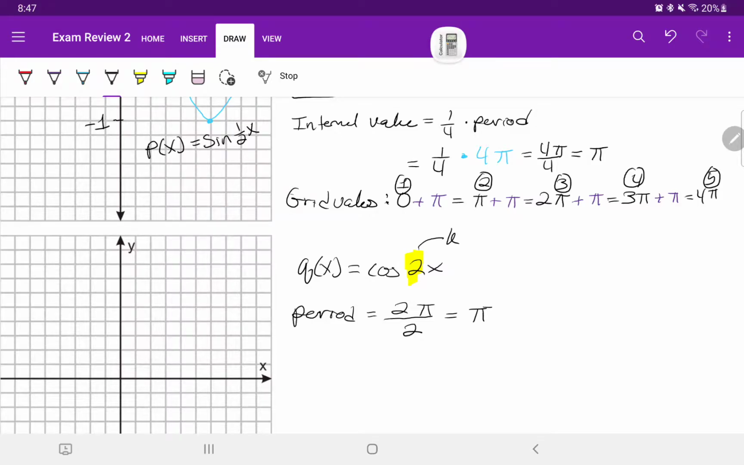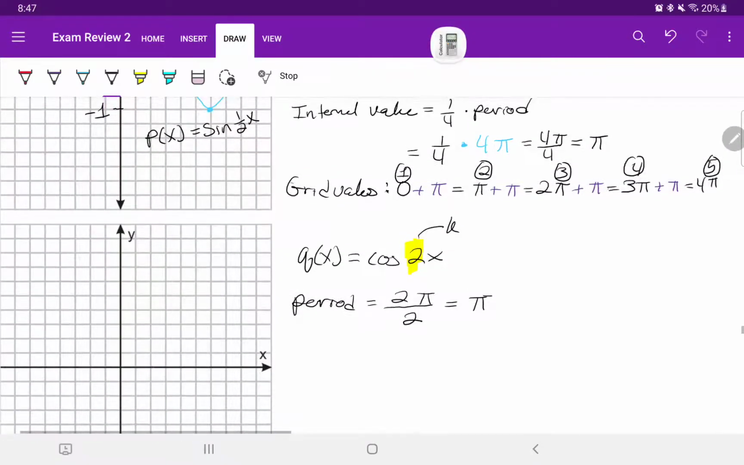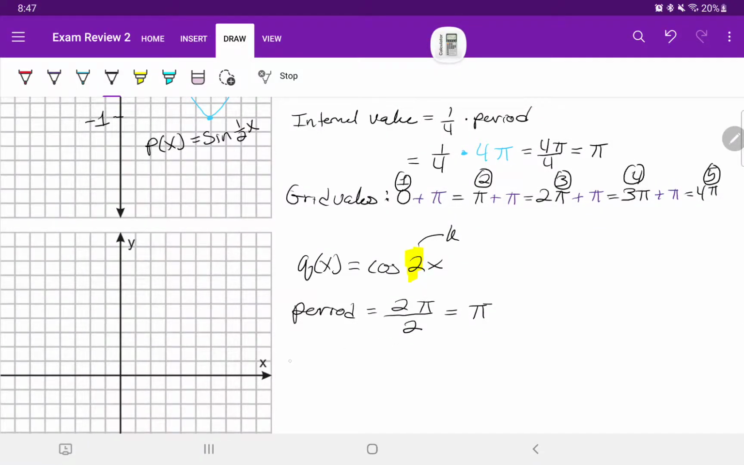Now we need to find the grid values. To find the 5 grid values, we're going to find the interval value. And remember, the interval value, which is the distance between every grid value, is 1/4 times the period. In this case, 1/4 times pi is pi over 4.